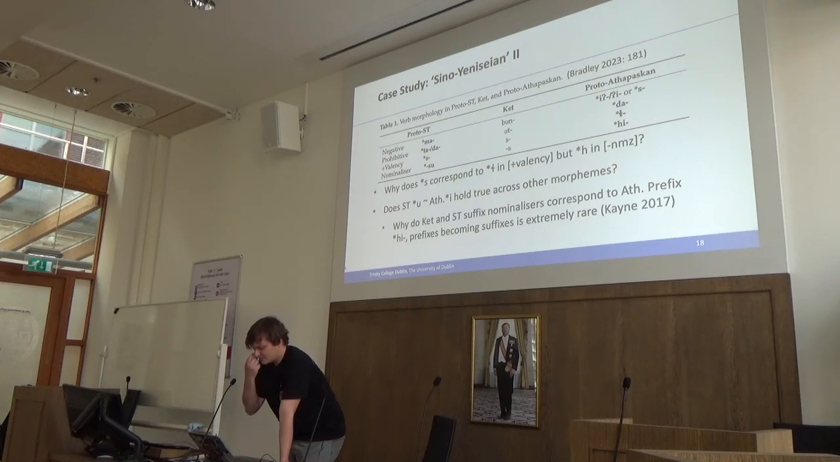And then he has some similar looking morphemes. But again, we have to establish why does this S correspond to a lateral fricative in the valency increasing morpheme, but to H in the nominalizer.